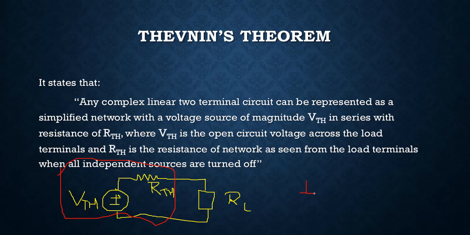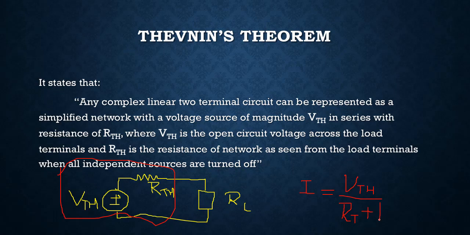What will be the current? I will be equal to how much? V Thevenin, right, divided by R Thevenin plus RL. Why? Because R Thevenin and RL are in series, so it is very easy to calculate now.